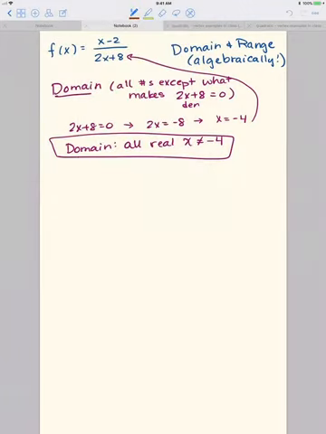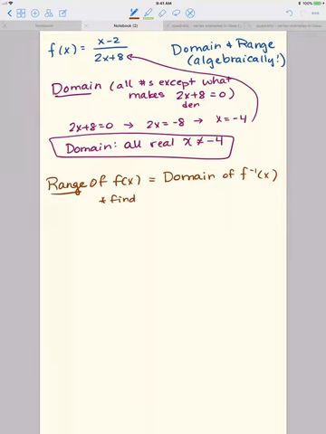For range, again, you could graph it to verify, but if you want to think about it algebraically, the range of the original function is going to be the same thing as the domain of the inverse of this function. So if you find an algebraic representation of the inverse of the function, then we can look at what restrictions there are on that.